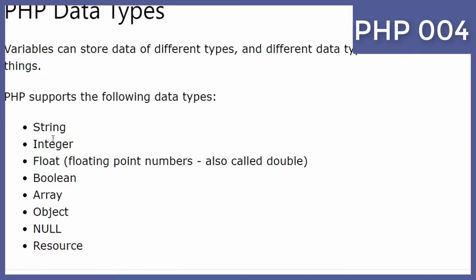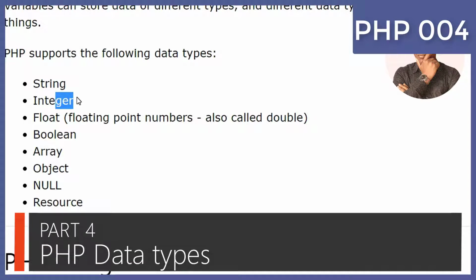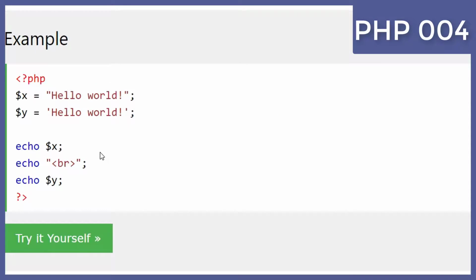We have a string, that is a group of text of characters. Then we have an integer, those are counting numbers. We have a float, the numbers with decimal point. We have a boolean, a variable that is either true or false. We have an array, a group of values. We have an object, we have a null, and a resource.